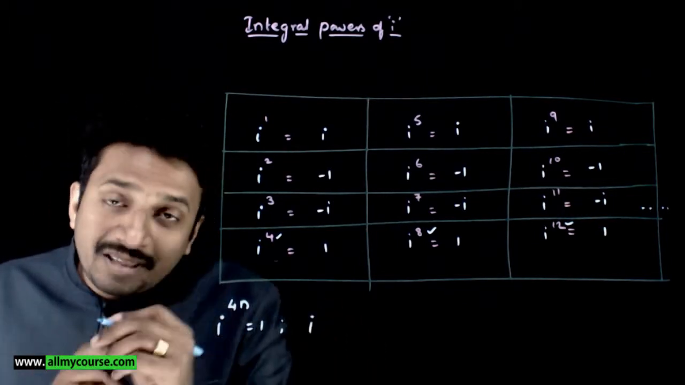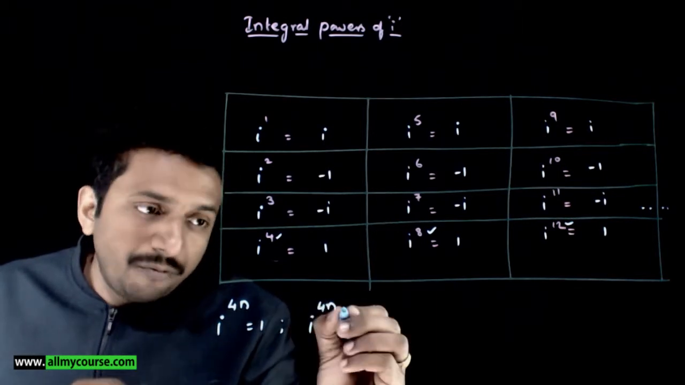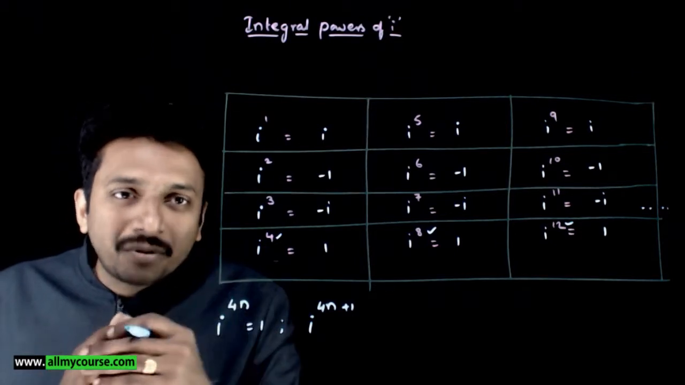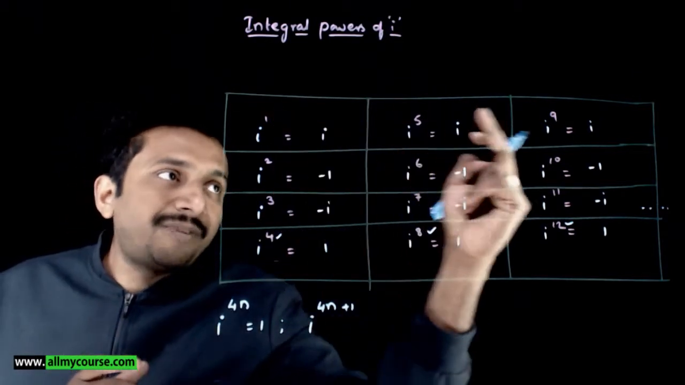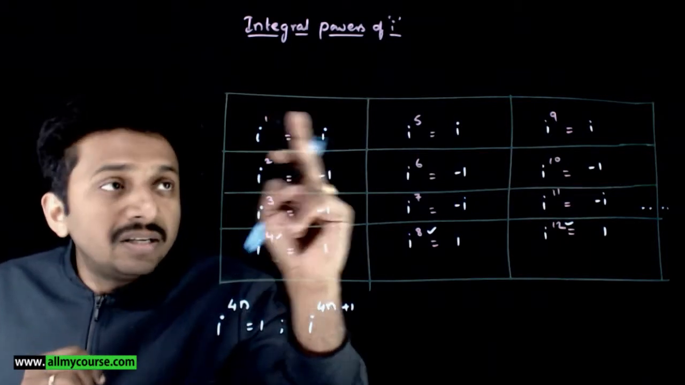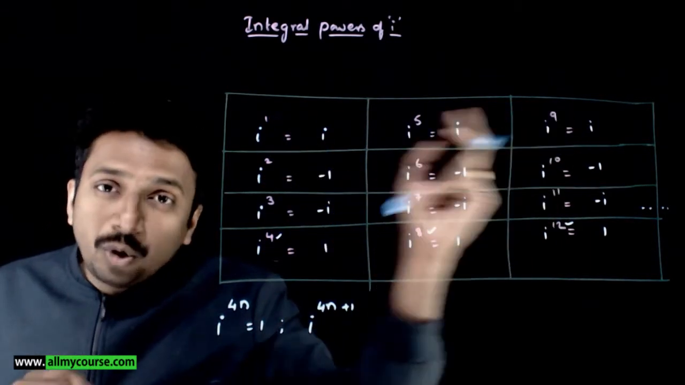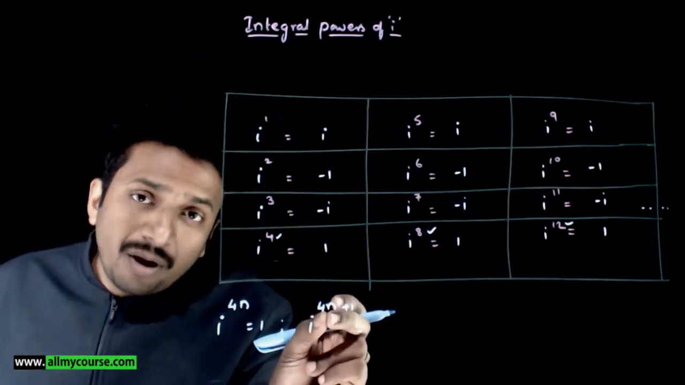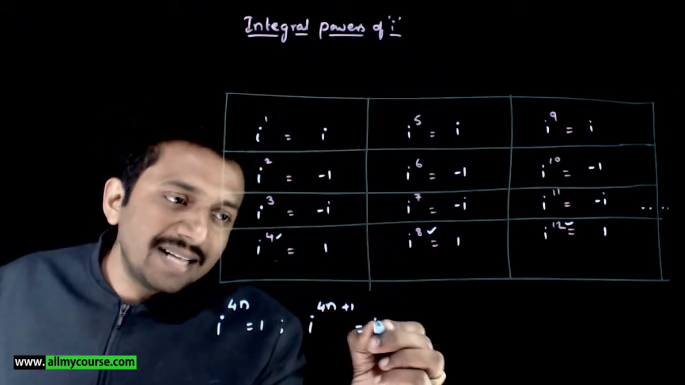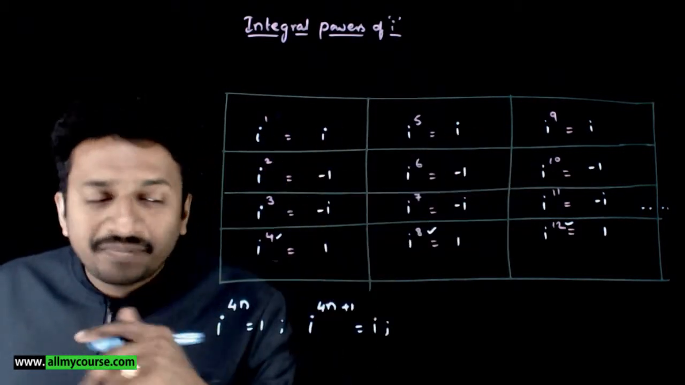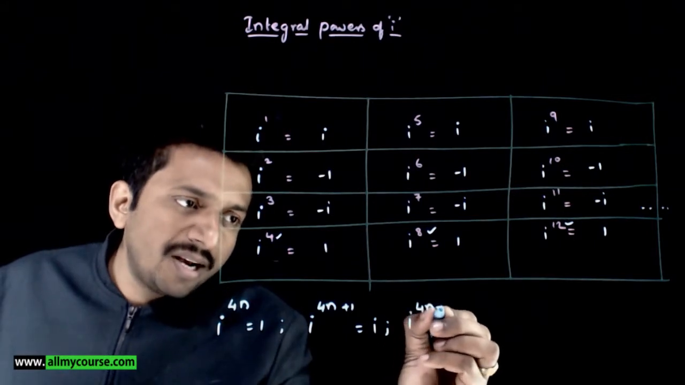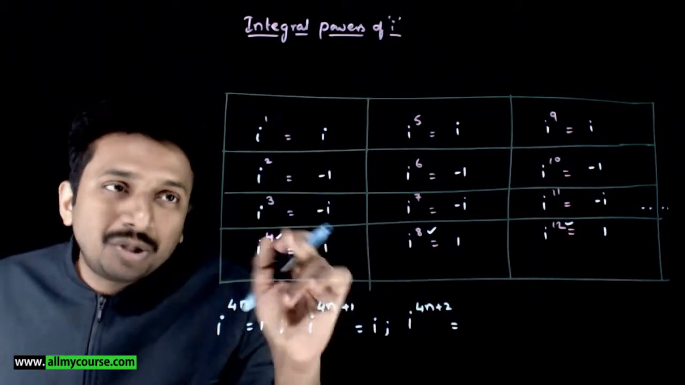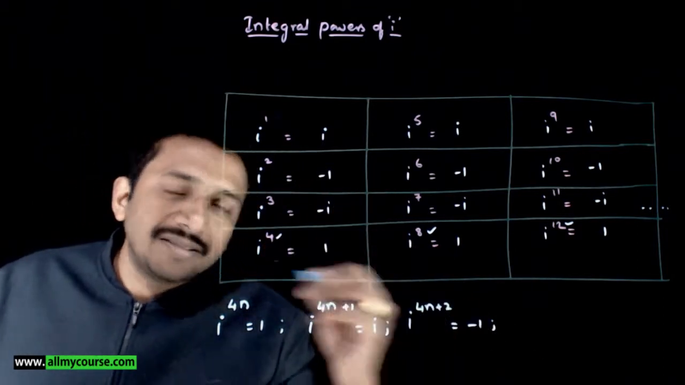And if the power is a multiple of 4 plus 1, that is 1 greater than a multiple of 4, that is, you got 1, 5, 9 and so on. This is 4 into 0 plus 1, this is 4 into 1 plus 1, this is 4 into 2 plus 1, and so on. So if you have i power a multiple of 4 plus 1, you always get i as the answer. So what is i power 4n plus 2? So if we have i power a multiple of 4 plus 2, you get minus 1 as the answer.